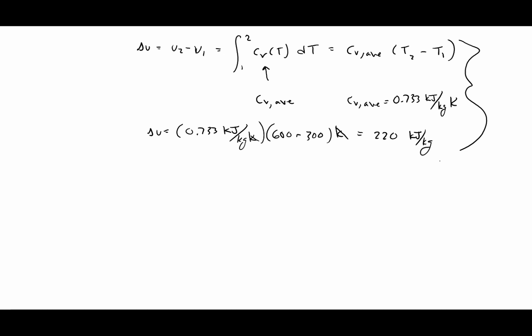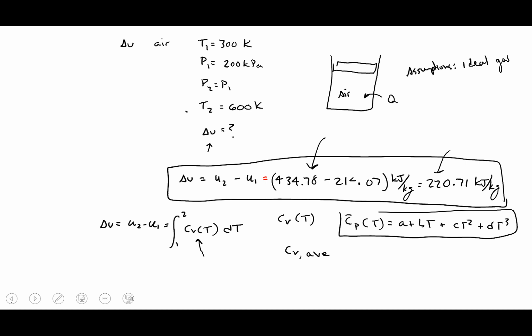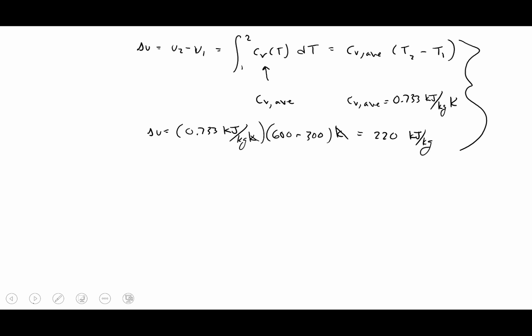So basically, if you have information from the tables, that's going to be the best way to do this. If you don't, you're going to need to use the equation with a specific heat, and probably the next best way to do it is going to be using the average specific heat. But if you don't have data to calculate the average specific heat, you're going to just use the specific heat at room temperature. So in this case, it would have been CV naught.